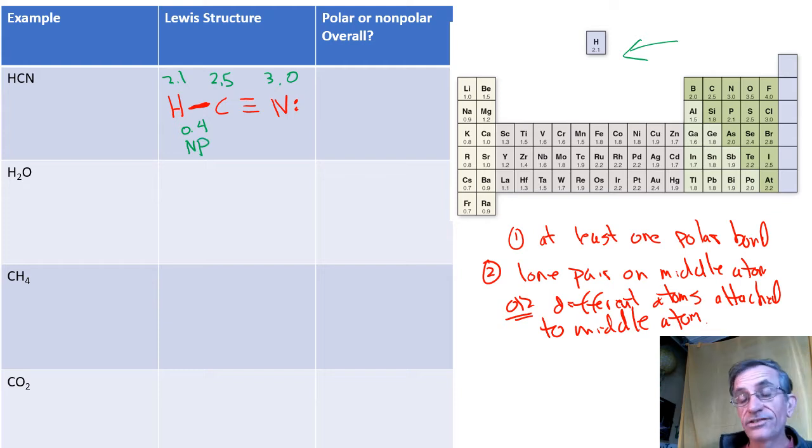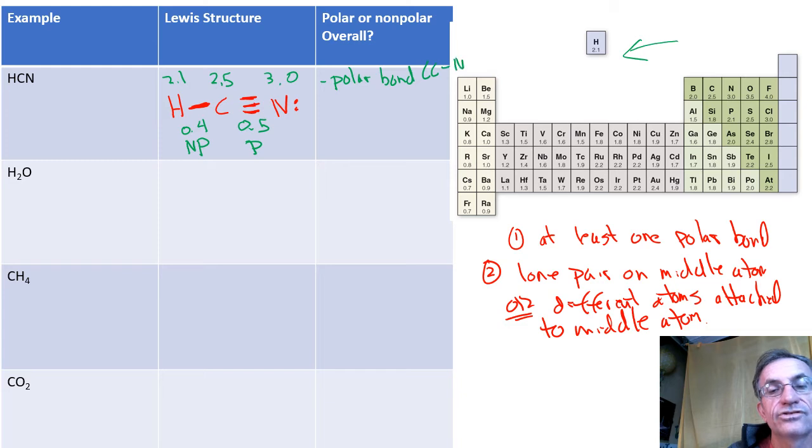All right, so we're going to do the other bond as well. Let's do the carbon-nitrogen bond. I know it's a triple bond, but that doesn't make any difference. So we just subtract 3 minus 2.5. There the difference is 0.5. At 0.5 or more, it's a polar bond. So we have found at least one polar bond. It's the carbon-nitrogen bond.